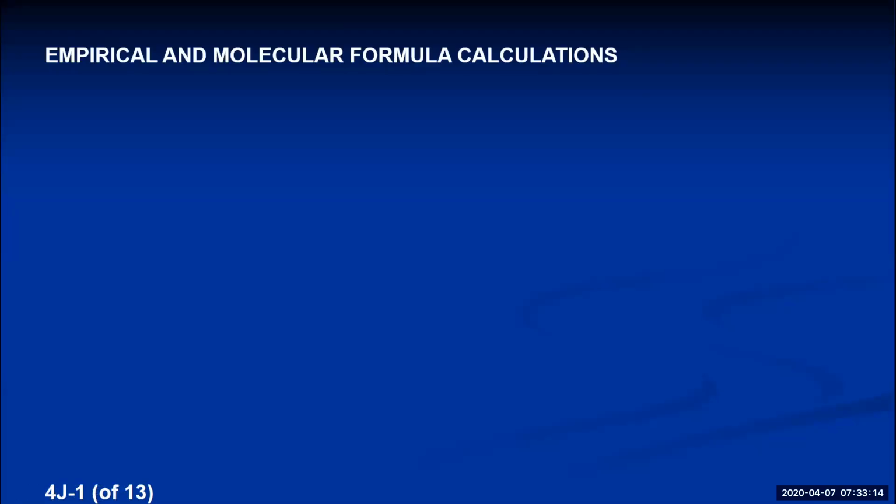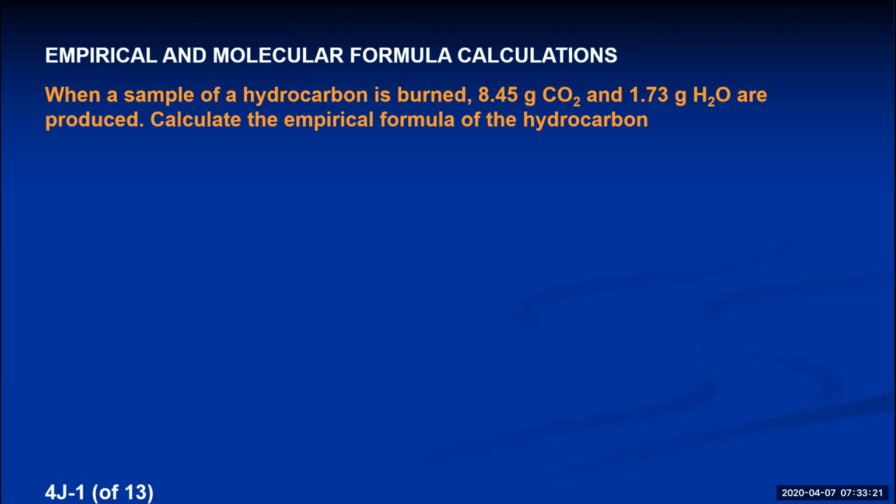This is lecture 4J, and today we're going to revisit the topics of empirical and molecular formula calculations. Our first example: when a sample of a hydrocarbon is burned, 8.45 grams of carbon dioxide and 1.73 grams of water are produced. Calculate the empirical formula of the hydrocarbon.